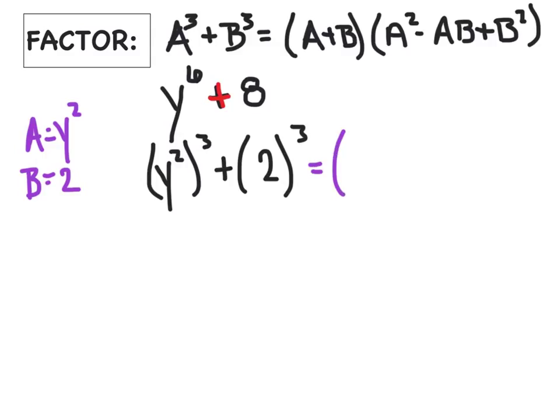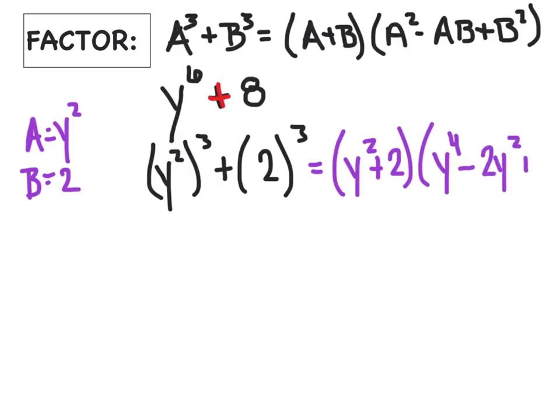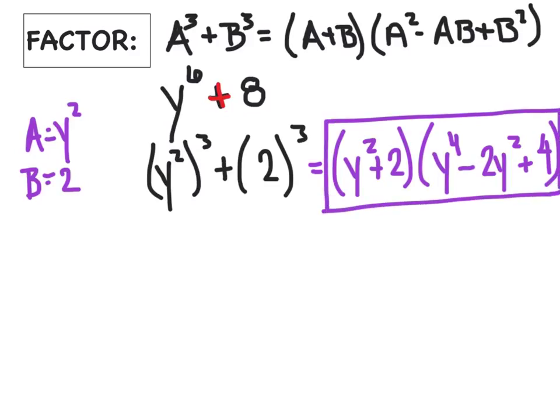Alright, so we've got a plus b, y squared plus 2 times the quantity. Let's see, if I take a y squared and then square that, I get y to the 4th minus 2y squared plus 2 squared, which is 4. And that is my final factored answer. And again, we could verify that one as well, either with a tabular or distributive property, to end up just checking to see that the product equals y to the 6th plus 8.